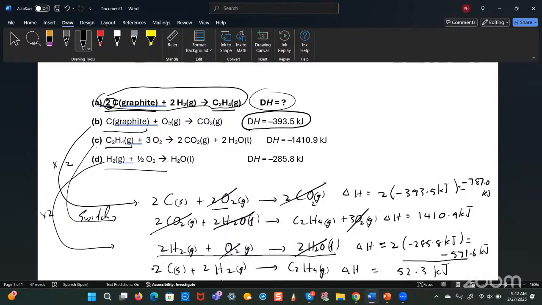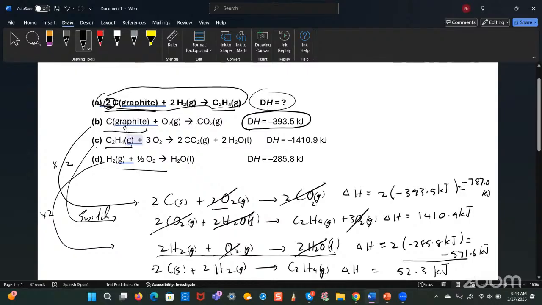Now, the key thing is, of course, knowing how to manipulate the other equations so that when you add them up, you get the equation for which you're trying to find delta H. Right, that's the key thing. And the way you do that is that you compare each of the equations for which the delta H values are given to the initial equation that you're trying to find delta H for, right? So like in this case here, when I compare equation B to equation A, I notice that you have 2 as a coefficient in front of the carbon here, but only 1 here. So what that tells me is that I need to multiply this entire equation here by 2. All right?